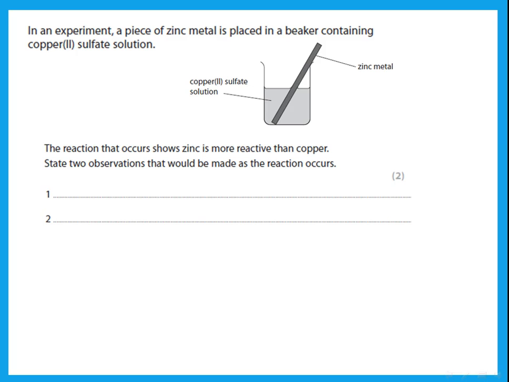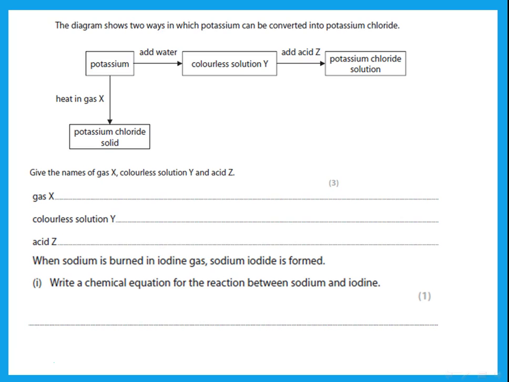So here he says, in an experiment, a piece of zinc metal is placed in a beaker containing copper sulfate. So he's talking about the reaction between zinc and copper sulfate. The reaction that occurs shows zinc is more reactive than copper. State two observations. So what are two observations that I will see when I put zinc in copper sulfate? We said the original color of copper sulfate is what? Blue. So we said the blue solution turns colorless and the zinc metal begins to dissolve or disappear.